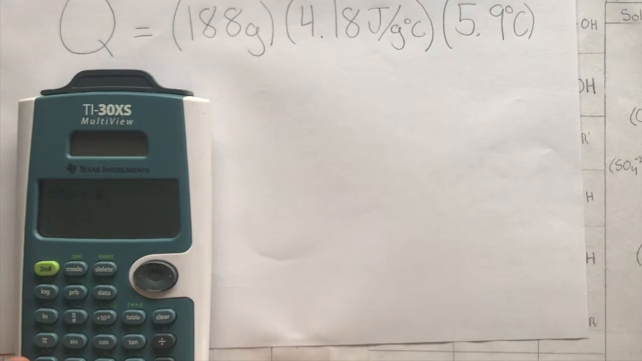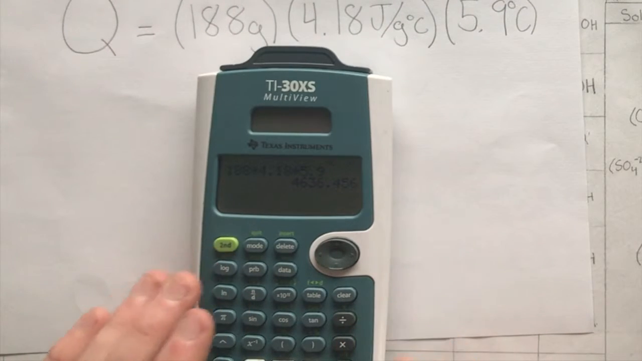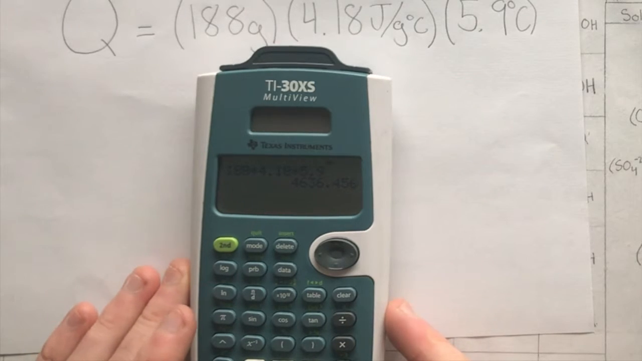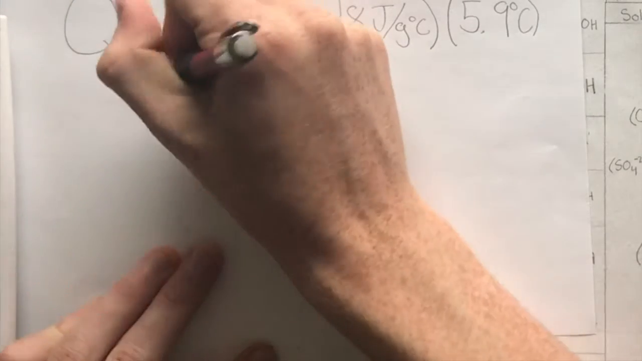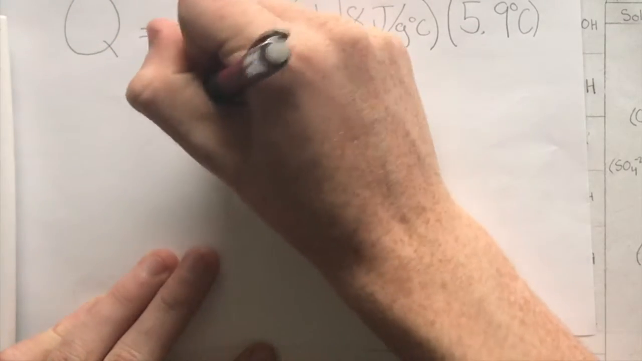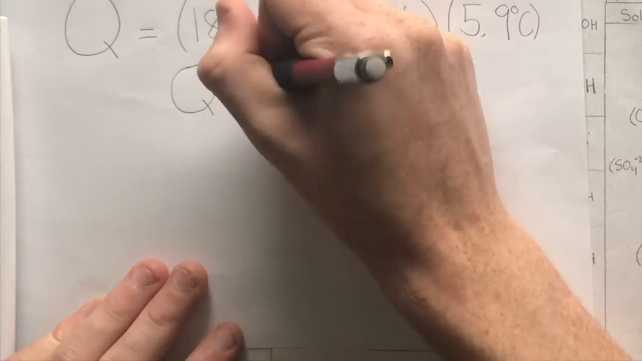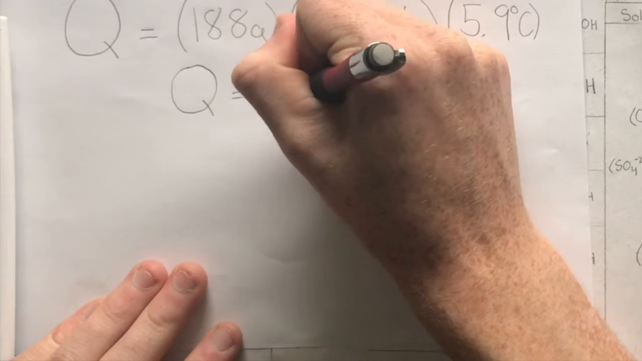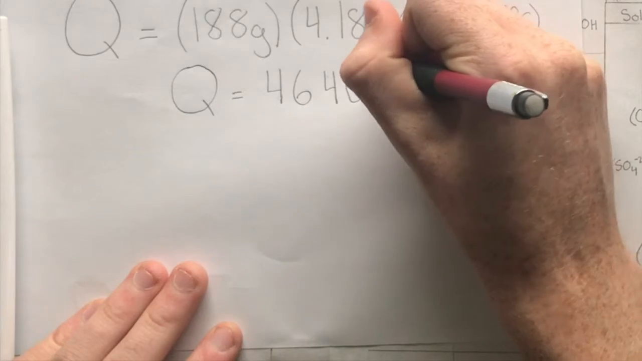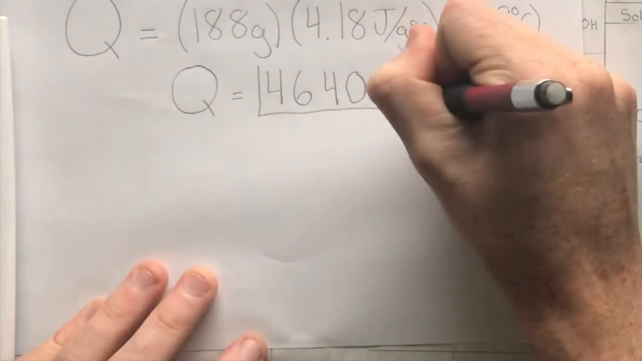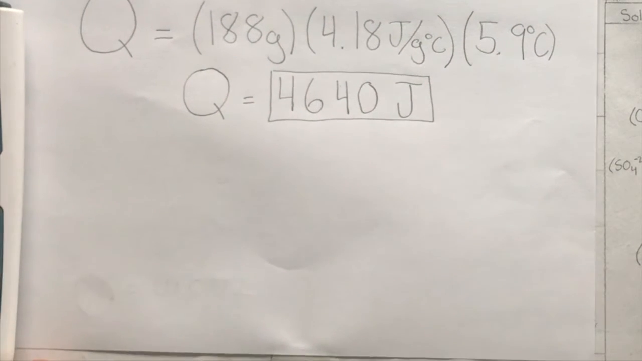Alright, now when we multiply this out, let's see what we get. 188 times 4.18 times 5.9. That's going to give us 4,636.45. And then with sig figs, we're going to round it to 3 significant figures because that is how many sig figs were in our temperature value. So Q equals 4,640 joules. And that is the amount of energy that was transferred between our metal object and our mug water.